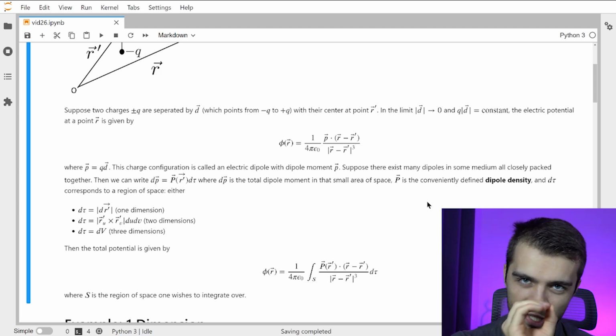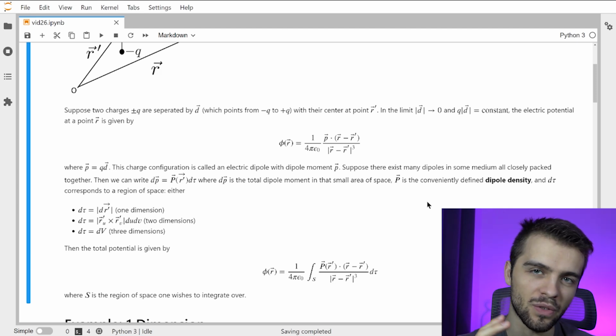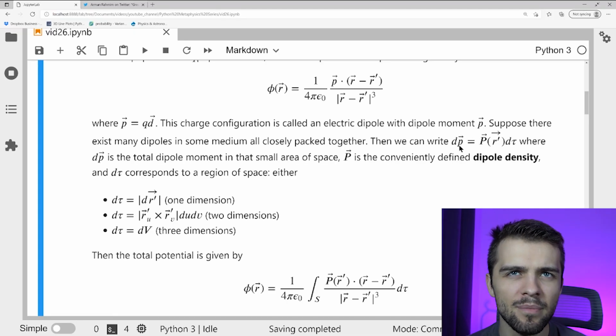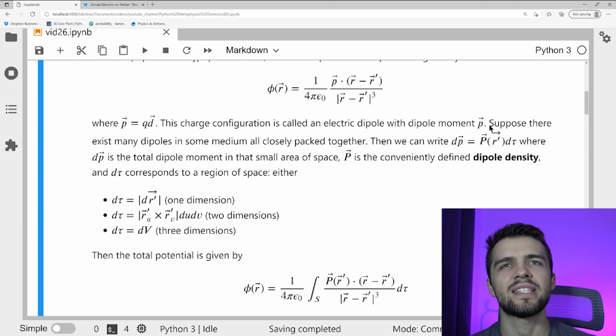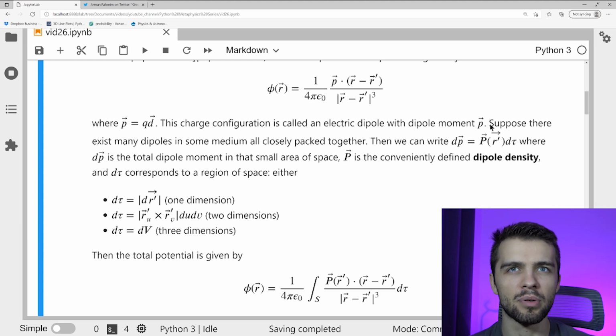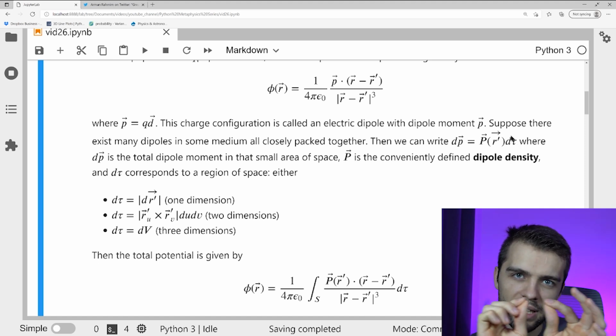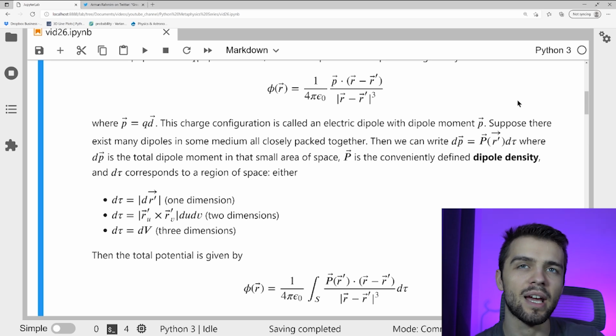So because we have many small dipoles together, it's useful to define this with a density. So what I write is dp, which is a small dipole moment, is equal to this density, capital P of r prime, that's the location in space, times d tau, where that's either a volume, or an area in 2D, or like a line in 1D. d tau can be any one of those.